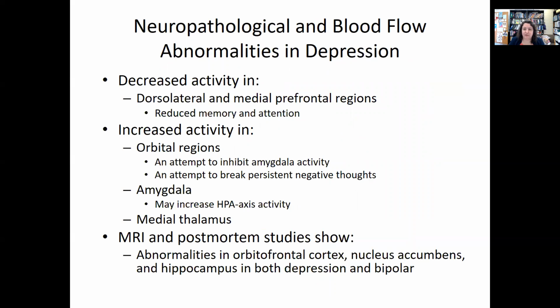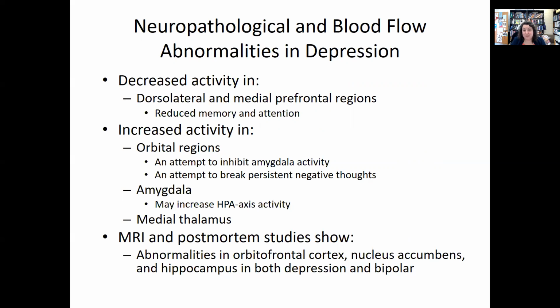Now, in terms of neuropathological and blood flow abnormalities, you see decreased activity in some of the prefrontal regions. That's where you get some memory and attention problems. But you have increased activity in areas that you don't want increased activity in. So orbital regions, they're trying to inhibit amygdala activity. They're trying to break those persistent negative thoughts.